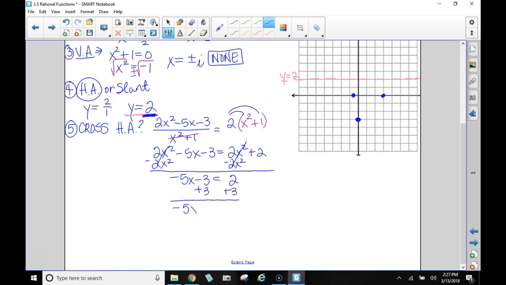So I have negative 5x equals positive 5. 2 plus 3 is 5. Divide both sides by negative 5. So when x is equal to negative 1, this thing, that's an exclamation point. I guess I'm excited about it. Okay, this thing is going to cross my horizontal asymptote at an x value of negative 1. That corresponds to a y value of 2. All right? So at negative 1, 2, put a point on your graph and know that it crosses.